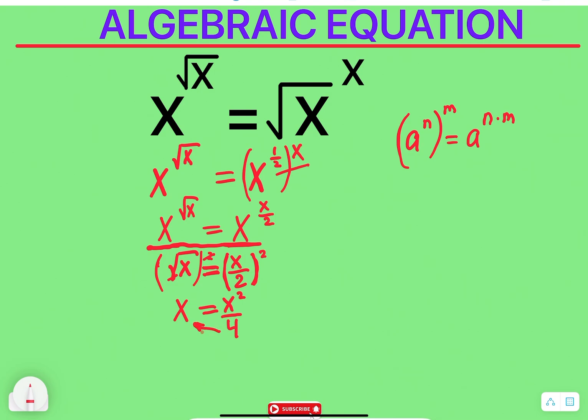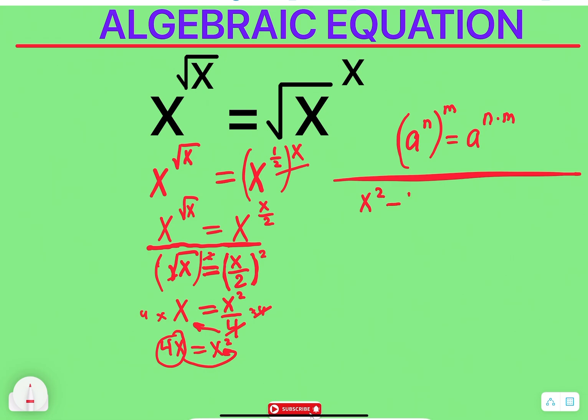Now I will cross multiply 4 with x, or we say multiply both sides by 4. So this 4 in the fraction will go away. With this one, we will have 4x equals x squared. Now I will take this next to x squared and it will change the sign. Let's continue from here: x squared minus 4x equals 0.